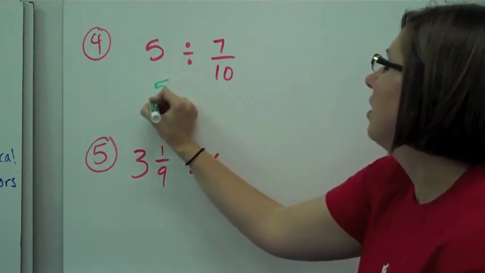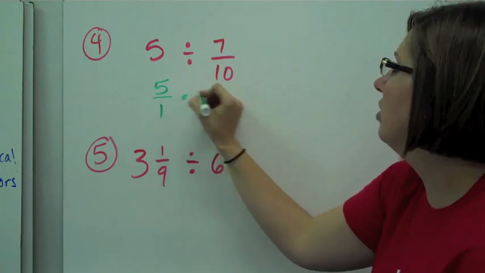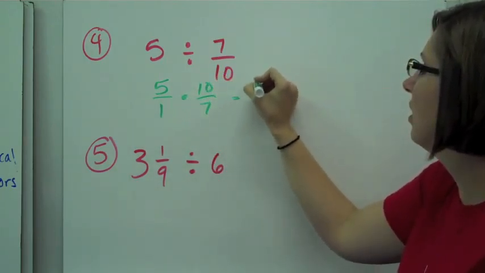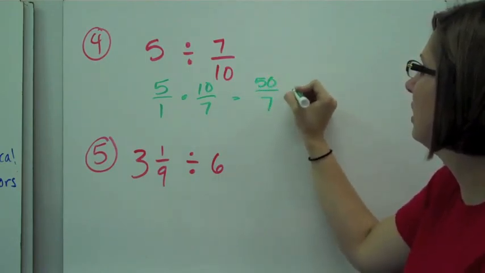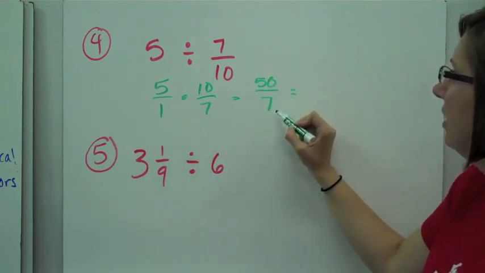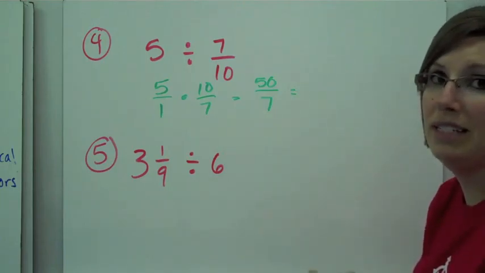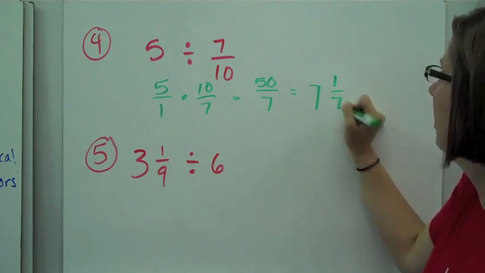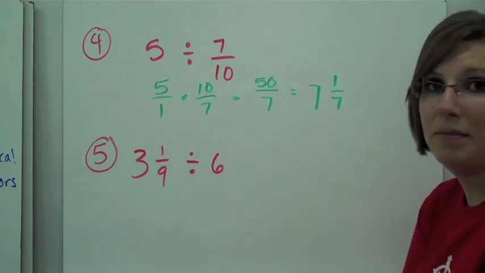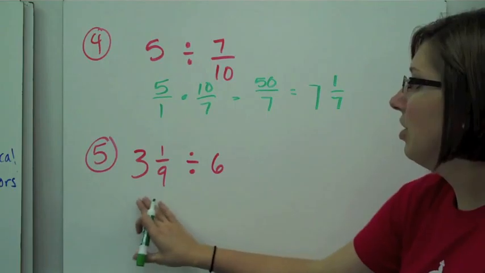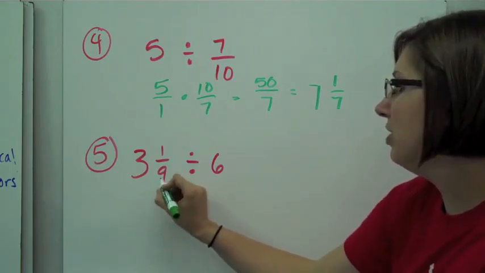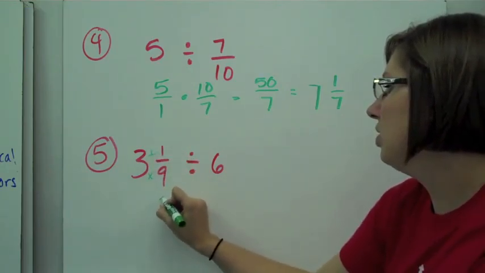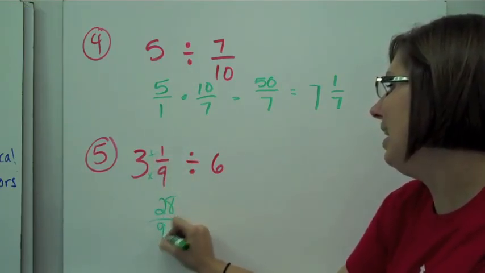I'm going to keep, change, flip. So I know that 7 goes into 57 times because 7 times 7 is 49. So I've got 7 and 1/7. I need to change 3 and 1/9 to an improper fraction. 3 times 9 is 27 plus 1, 28 ninths.